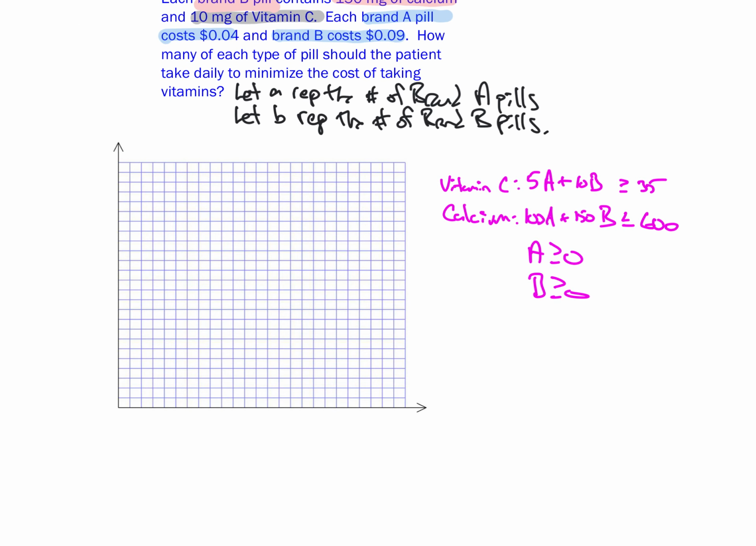The objective function, we're trying to minimize cost. So I'm just going to write cost equals each brand A pill is 4 cents, so that's 0.04 times the number of brand A pills, and each brand B pill costs 9 cents, so that's 0.09 times B. So now we can go ahead and graph this and see what we have for a scale.